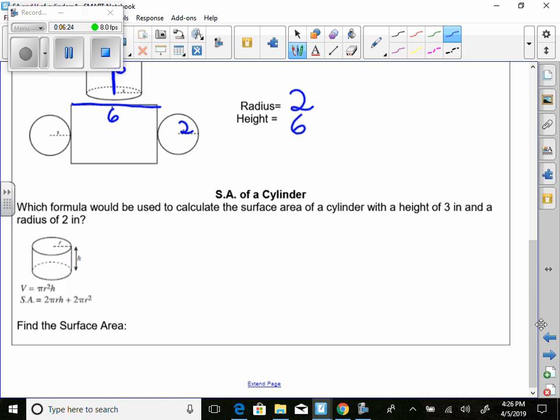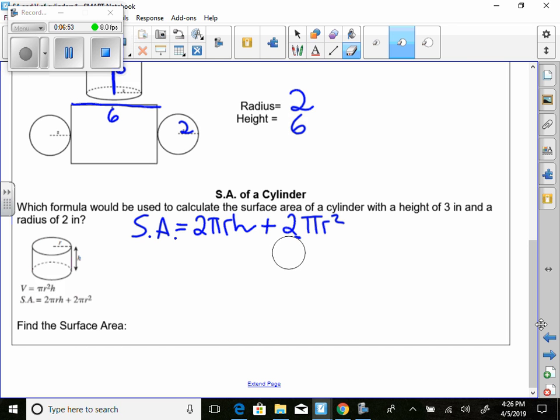All right, so here is a surface area problem we need to work out. Which formula would be used to calculate the surface area of a cylinder? So first of all, here's the formula: 2 times pi times r times height. This is how we would find the rectangular portion of a cylinder. Plus, we are going to double the area of a circle. Pi times radius squared is the area of a circle. We have two circles, that's why we're doubling it.